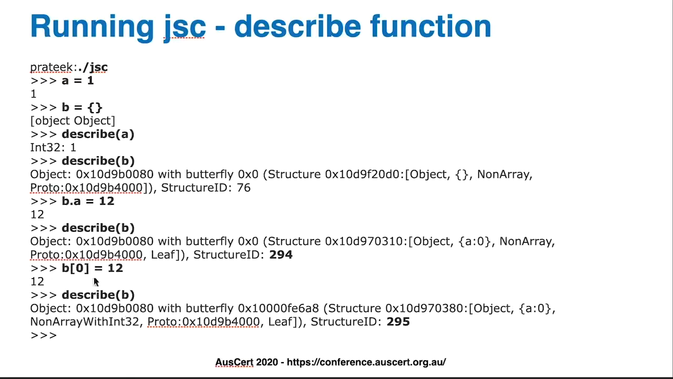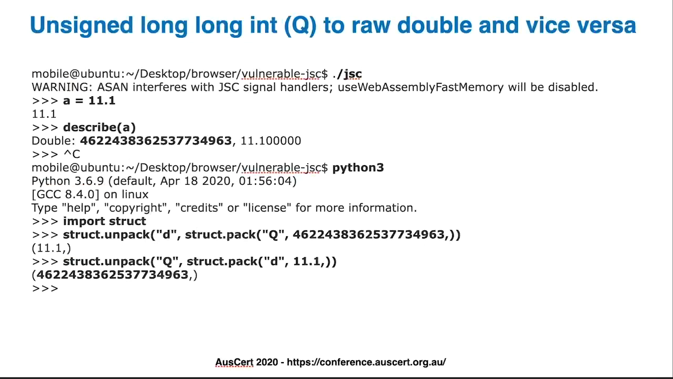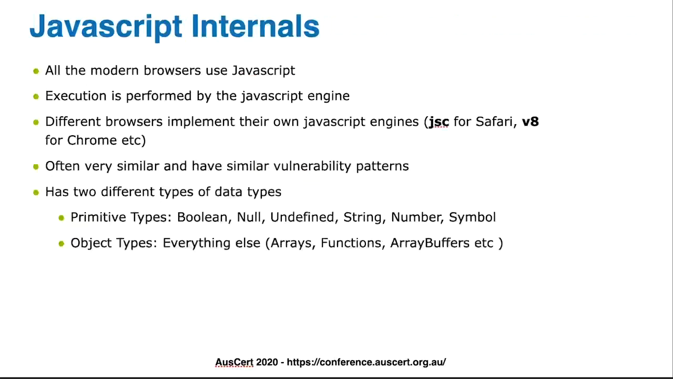You can also see that the structure ID is being incremented by 1 over here. However, with some recent mitigations, this has been fixed. We will also look at what a structure ID is and how this can be exploited. You should also understand how to convert an unsigned long integer to a raw double, simply because in JavaScriptCore when you store doubles, they are stored as unsigned long integers. So these are some instructions on how you can use Python and the struct module to convert a raw double to an unsigned long int and vice versa.